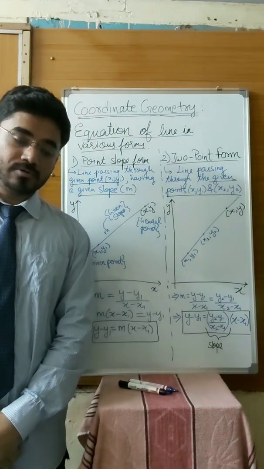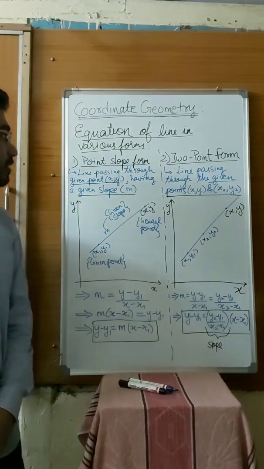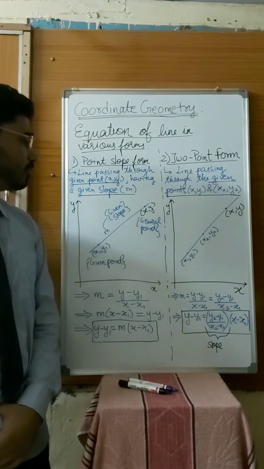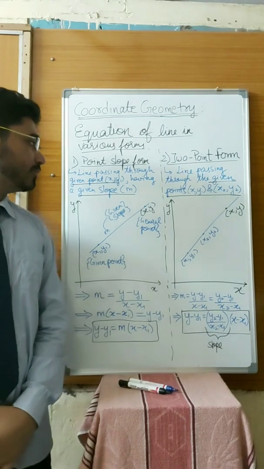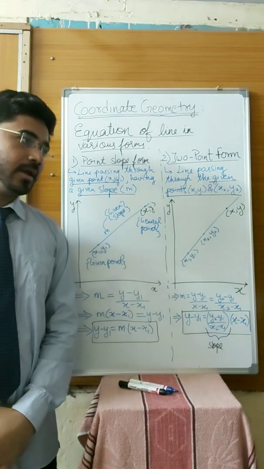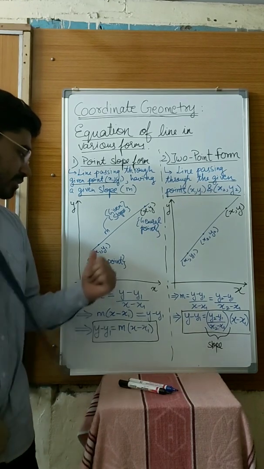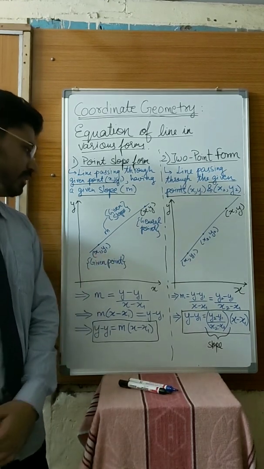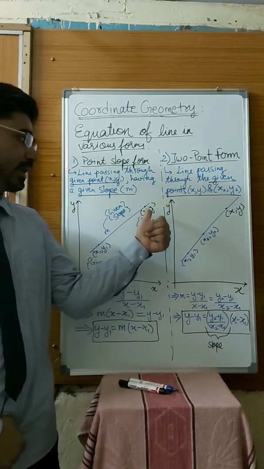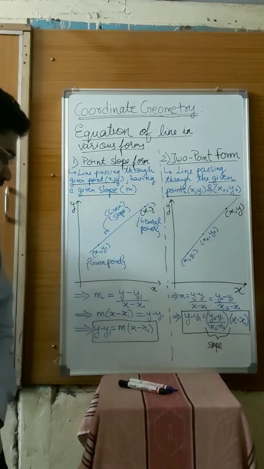Now let's talk about equation of a line in different forms. The first form is point slope form. For this, we need 2 pieces of information. The first one is the slope of the given line and a point through which the line passes. Let's assume that the given point is x1 comma y1 and the slope given is m, and let's assume that x comma y is the general point on the line.